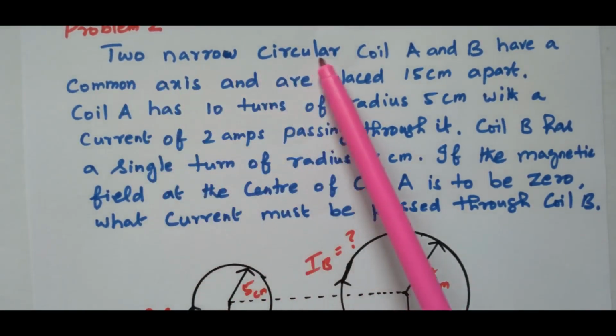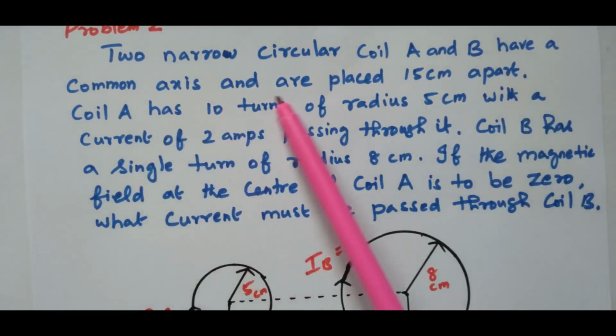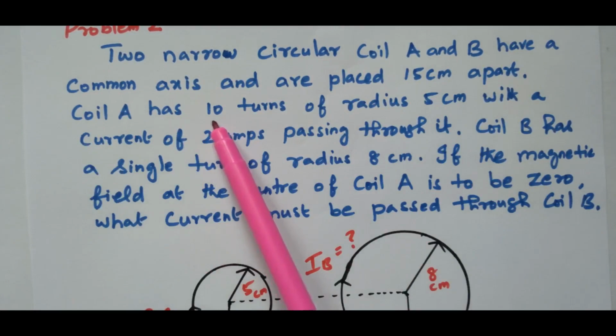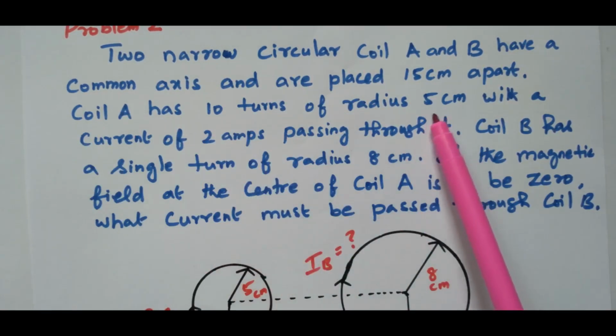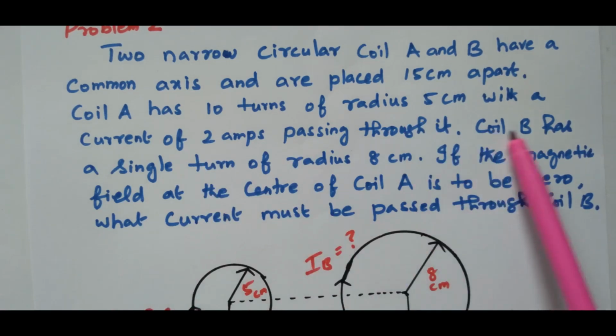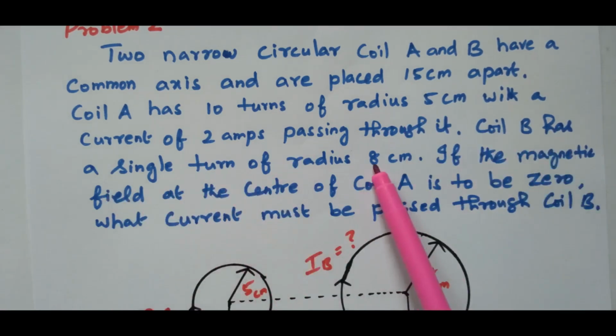So the two circular coils A and B are placed at a distance of 15 centimeter. Coil A has 10 turns of radius 5 centimeter and the current is 2 ampere. But coil B has a single turn of radius 8 centimeter. If the magnetic field at the center of coil A is to be 0, what current must be passed through coil B, right?